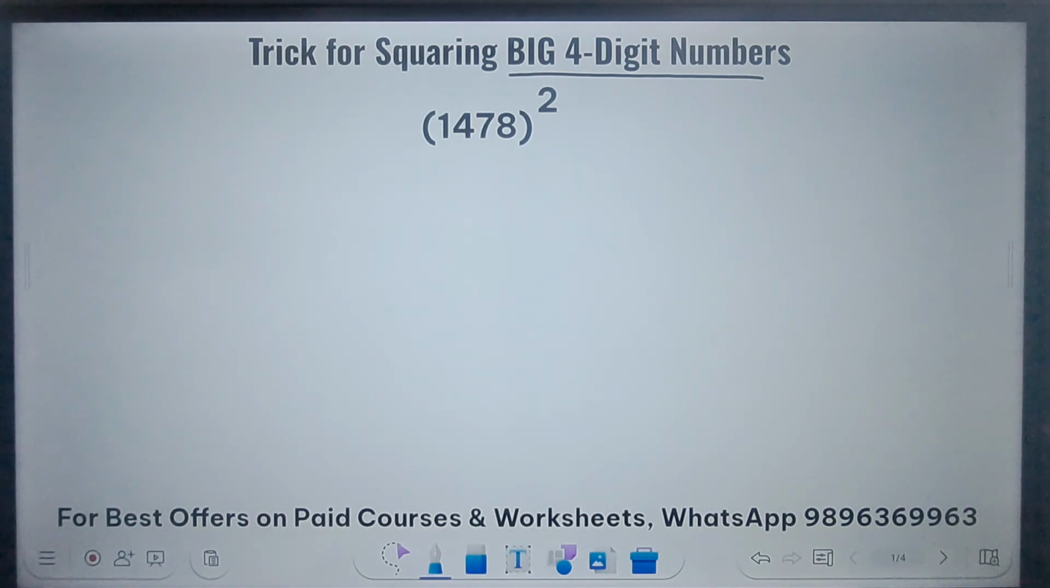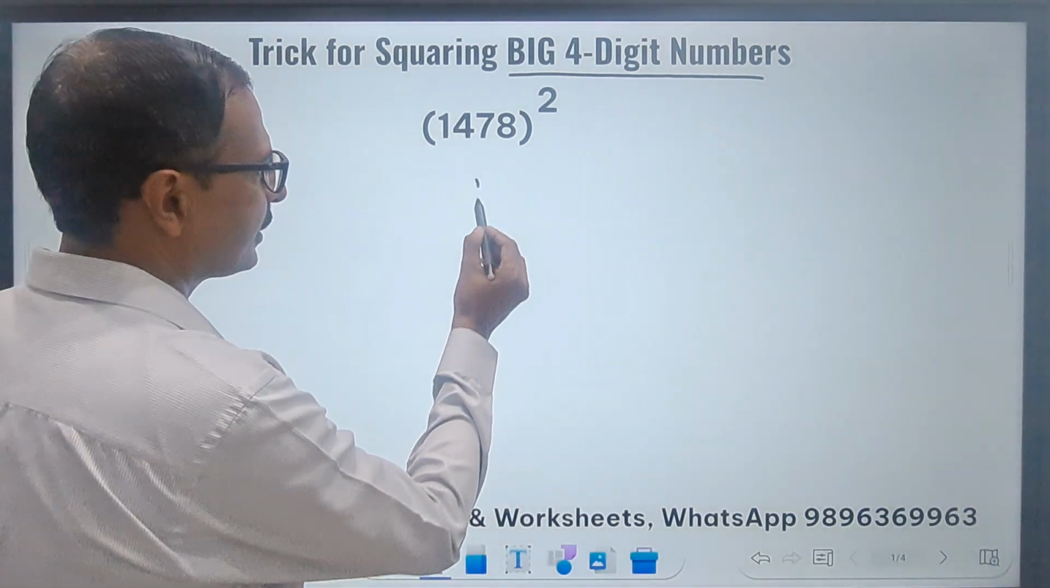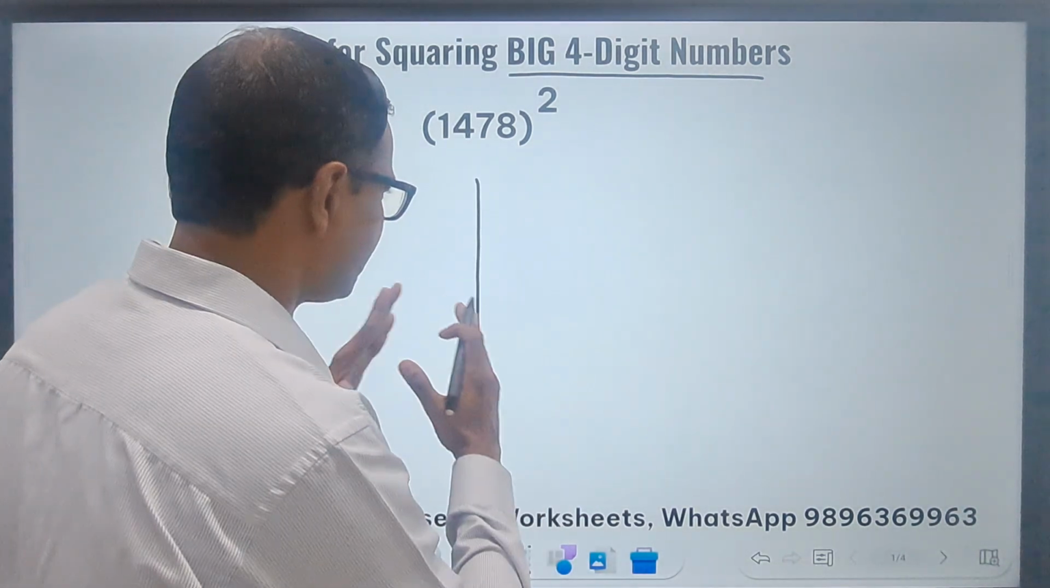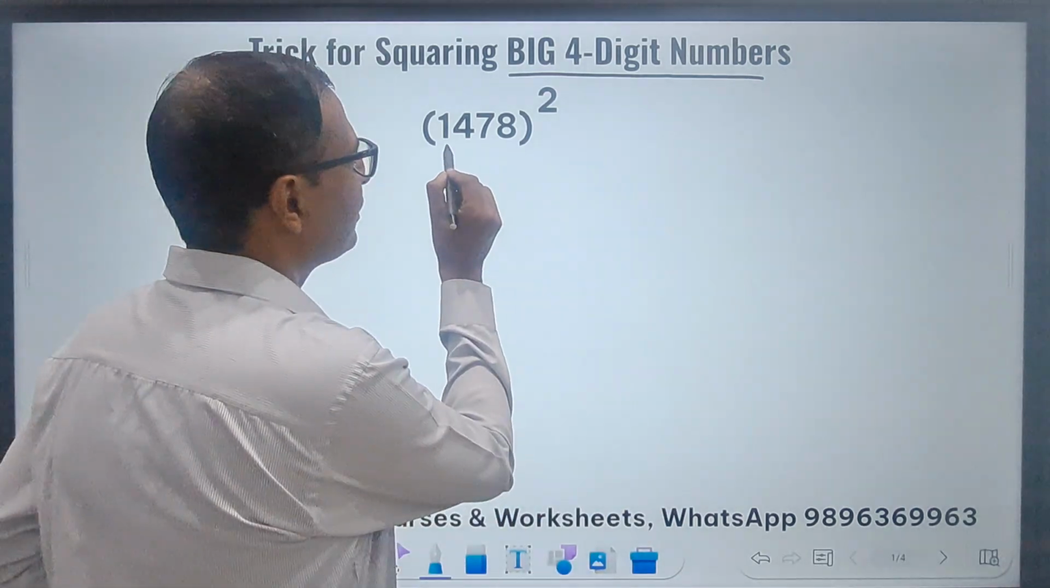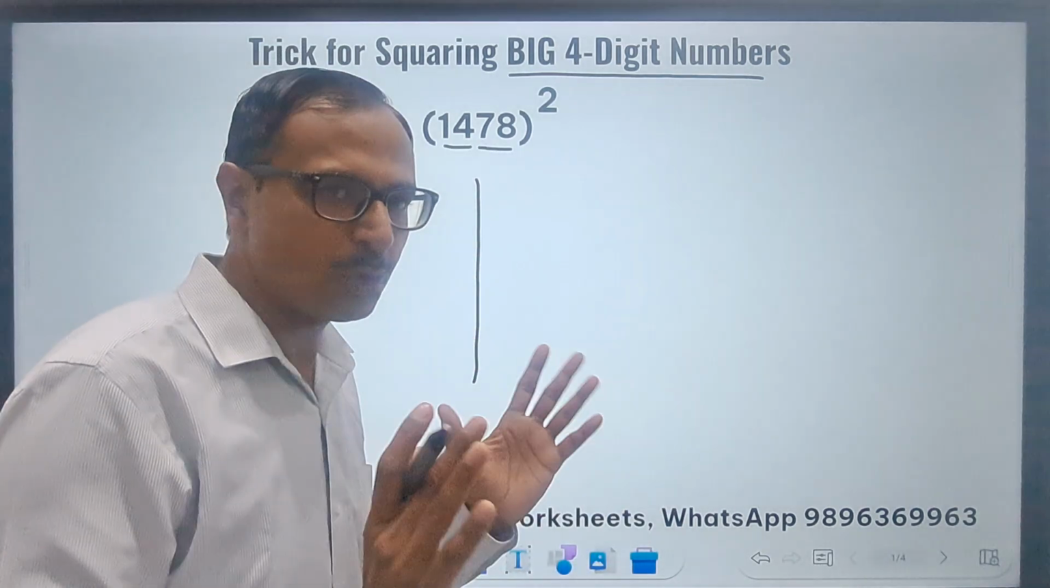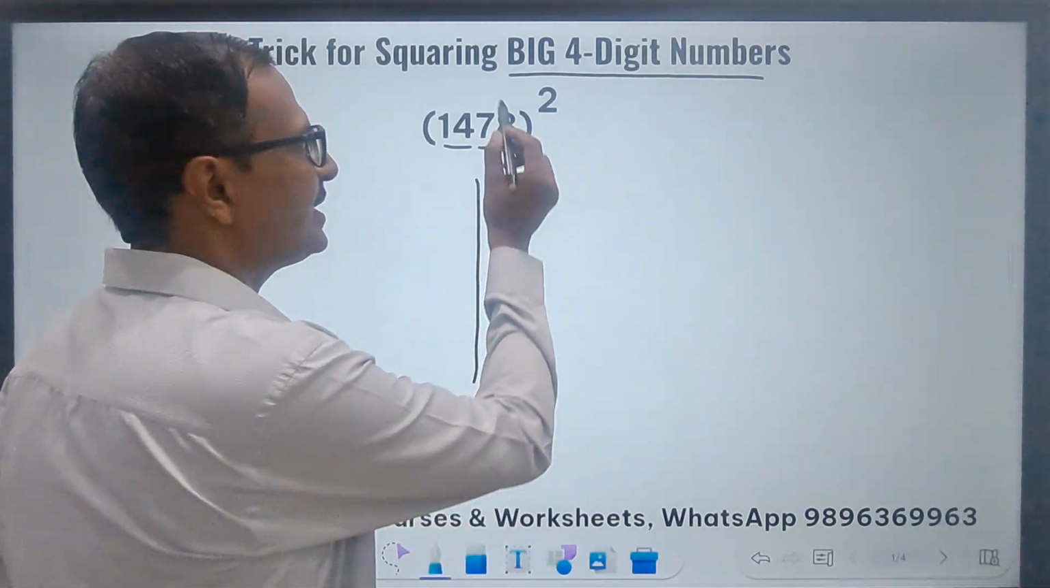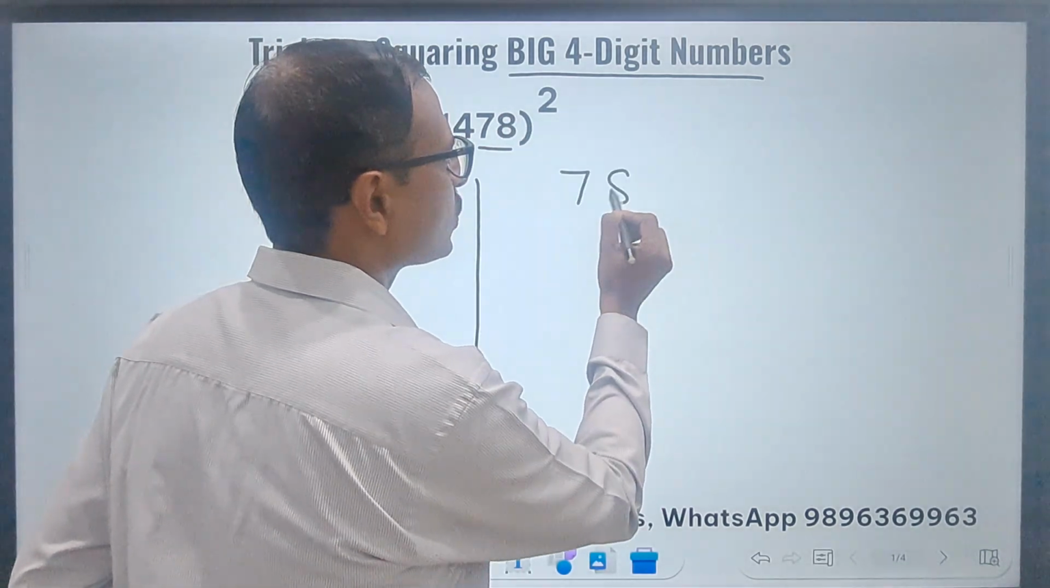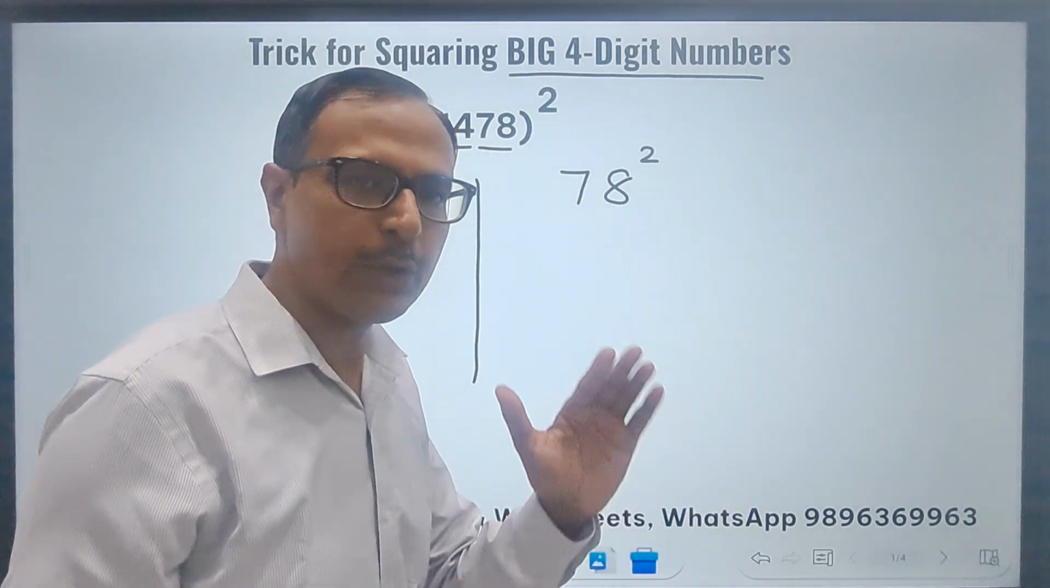1478 whole square. The first thing I want to do here is to divide the sheet into two parts, 14 and 78, the two parts of the four-digit number. The second part, 78, is to be squared first using the trick which I told you earlier.